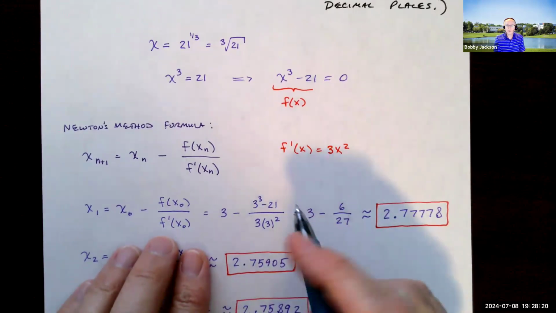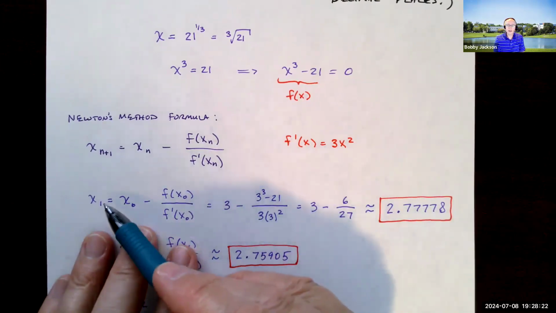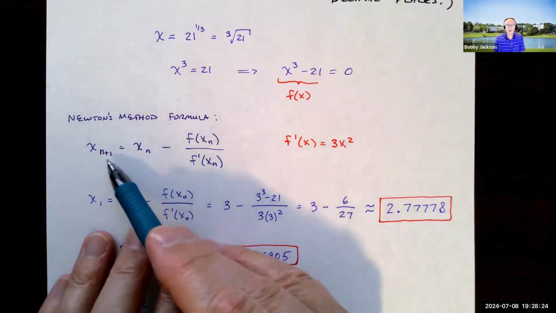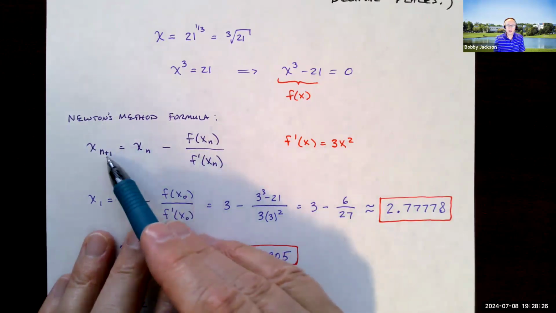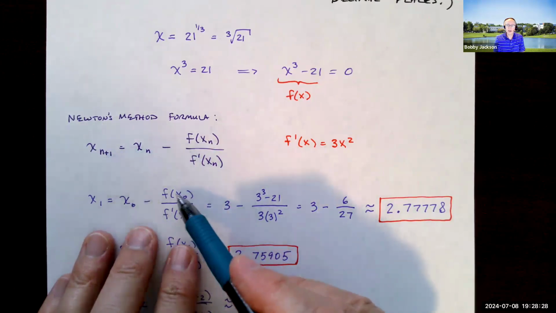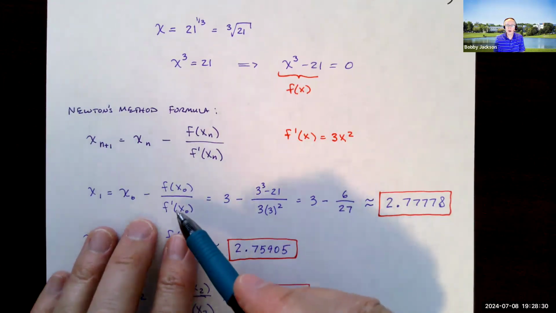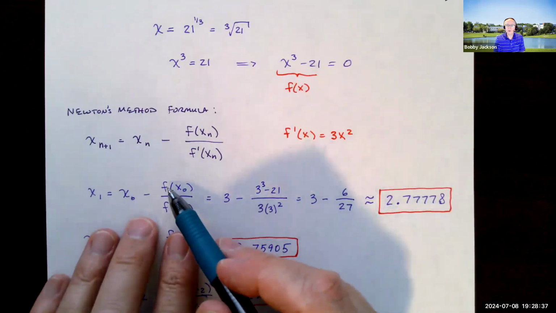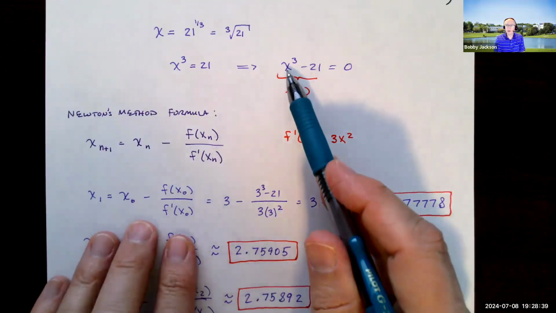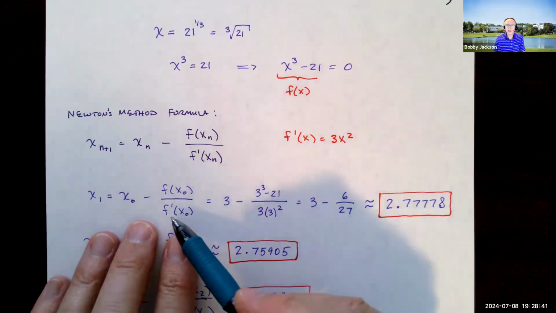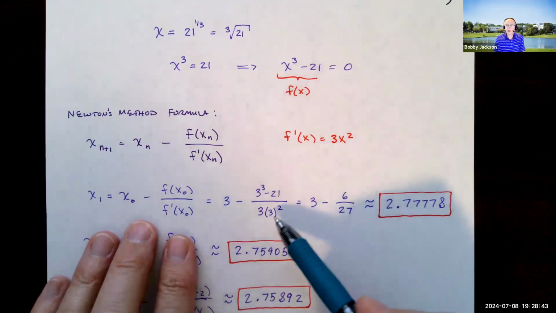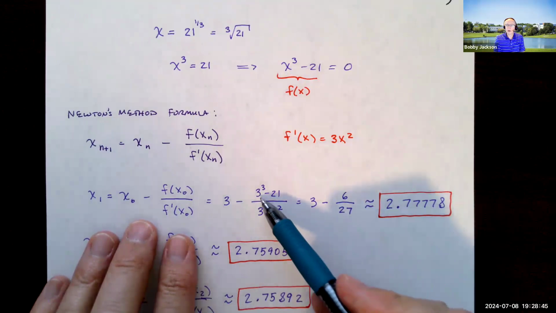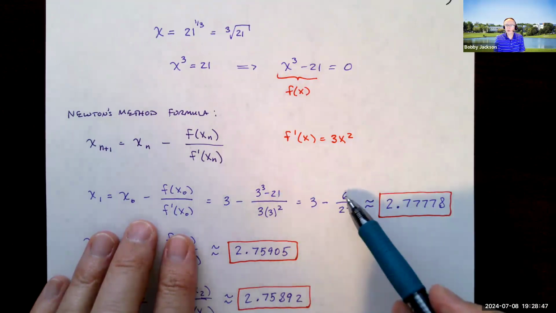Now I just plug in to find x of 1 in Newton's formula. Here n is 0. I get x of 1 is x of 0 minus f of x of 0 divided by f prime of x of 0. Remember, x of 0 was 3. So that's 3 minus f of 3, which would be 3 cubed minus 21, and then f prime of 3 would be 3 times 3 squared. 3 cubed is 27, minus 21 is 6.